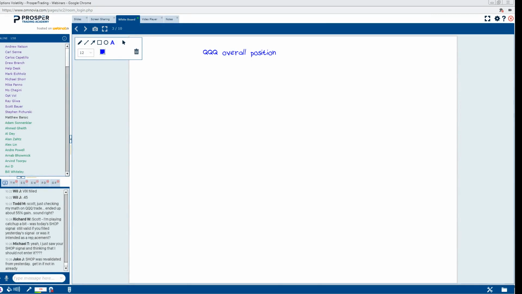Okay, let's dissect our QQQ. So initially, I'm going to break this down from the get-go, on exact dates. On March 7th, can you guys all hear me okay?